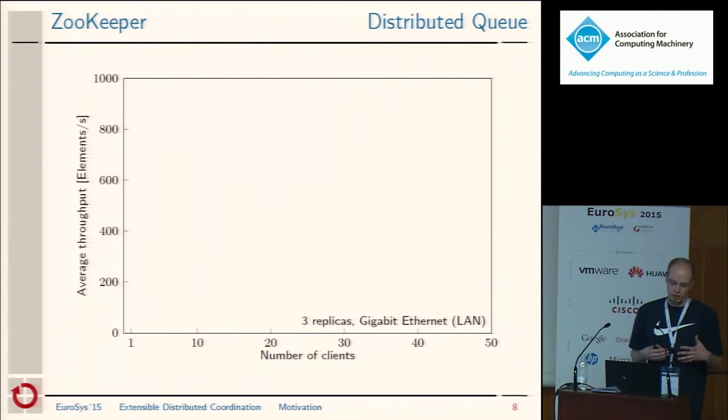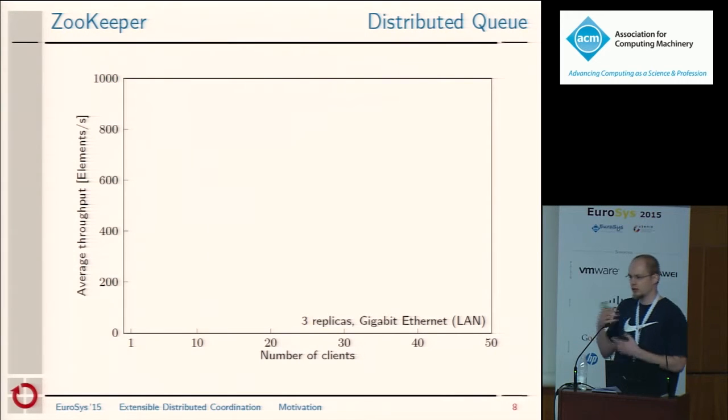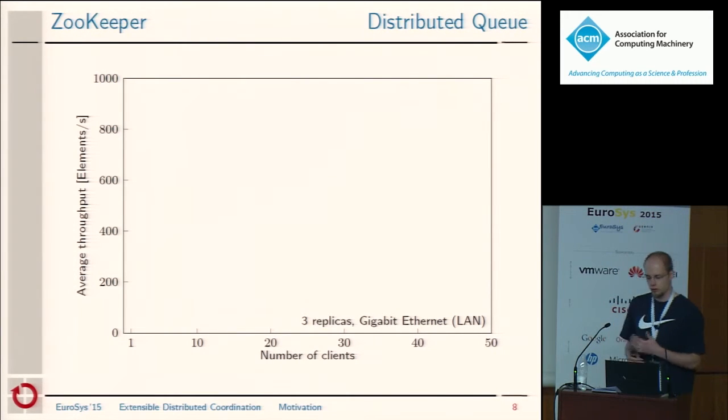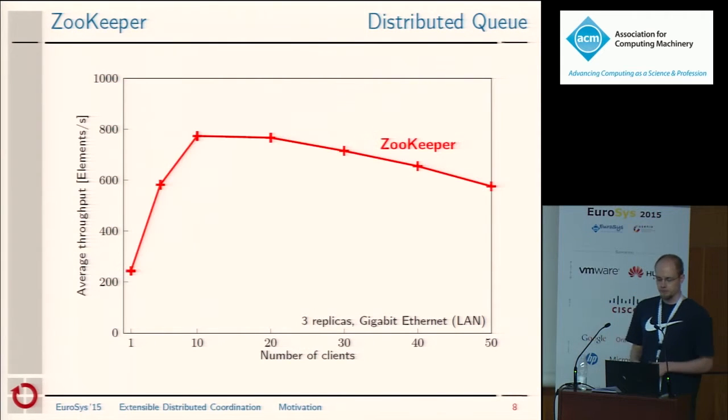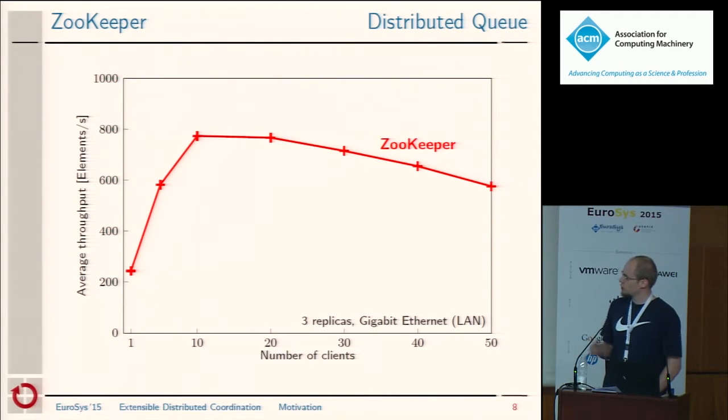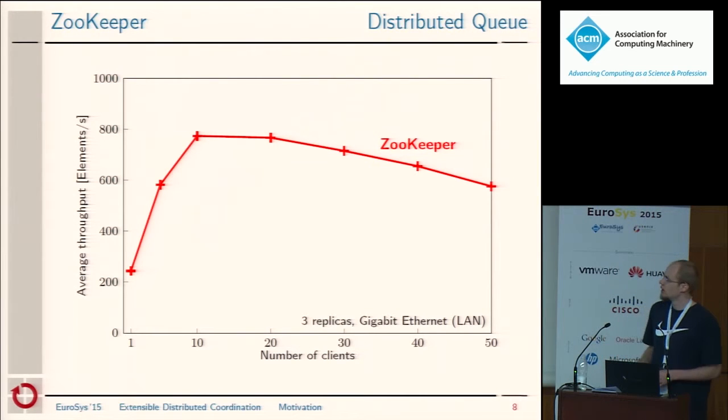What we did was we ran an experiment where we had clients continuously adding an element to the queue, removing an element from the queue, adding an element, removing, and so on. And here's the results in terms of throughput, so higher is better. For a single client, the queue achieves a throughput of a little over 200 elements per second. The throughput increases with more clients to just under 800 elements per second, but then adding more clients, it decreases.